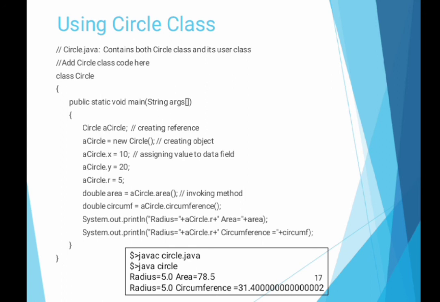And this is how we can compile and execute it. By using the javac tool, we can compile our java file, javac circle.java, and to execute we just put java and the program name. Then we will get the following output.